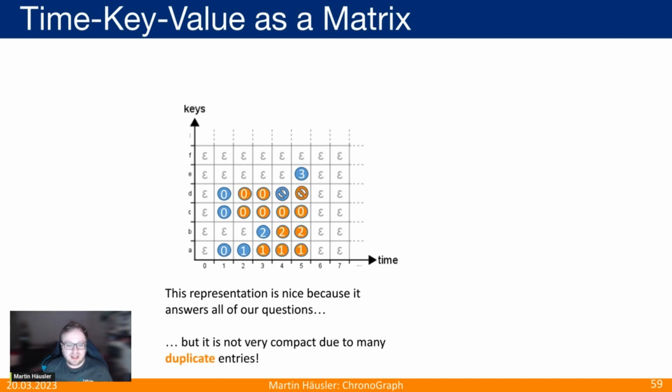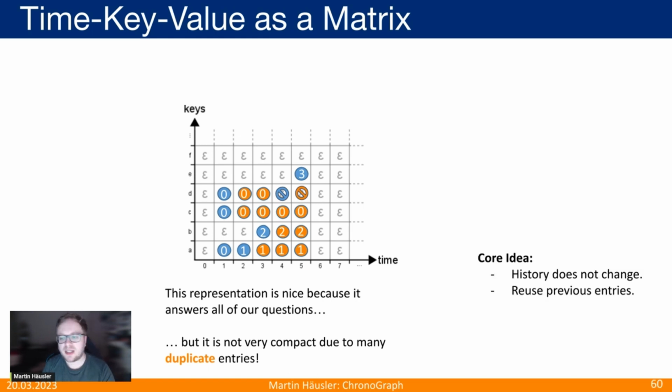But it has an extreme amount of data duplication. There are tons and tons of duplicate entries in there. And that's not good for persistence. That's not good for performance. We don't like to duplicate data all over the place needlessly. So the core observation here, like I said before, is that the history doesn't change, which allows us to reuse previous entries.